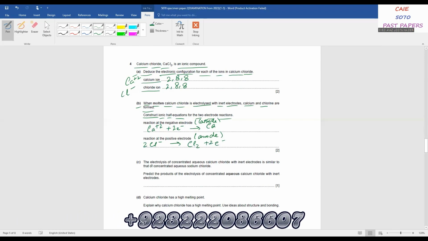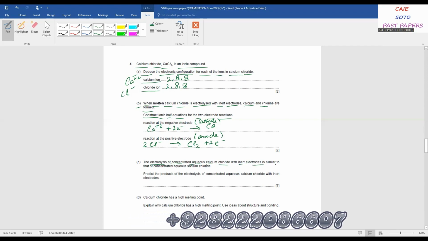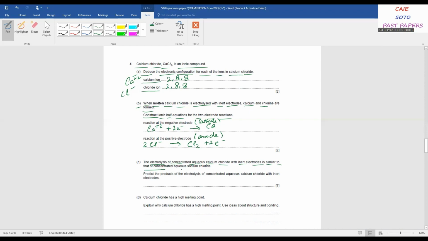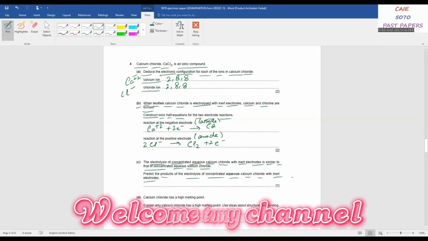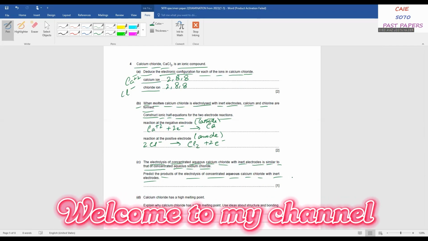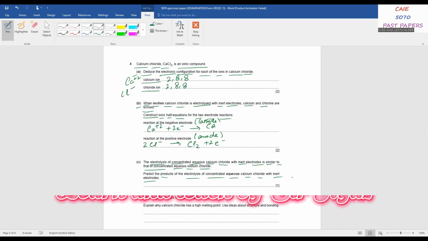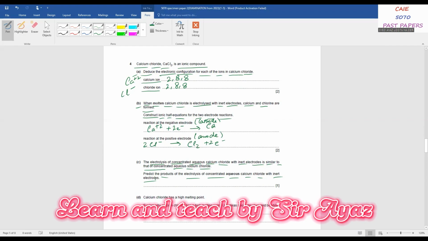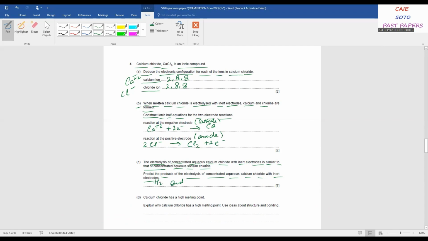The electrolysis of concentrated aqueous calcium chloride with inert electrodes is similar to that of concentrated aqueous sodium chloride. Predict the products of the electrolysis of concentrated aqueous calcium chloride with inert electrodes. We know that calcium and sodium both are above hydrogen in the reactivity series. So you can't get metals at the cathode. You will get hydrogen gas, H2, and as it is concentrated, you'll get chlorine gas, Cl2.